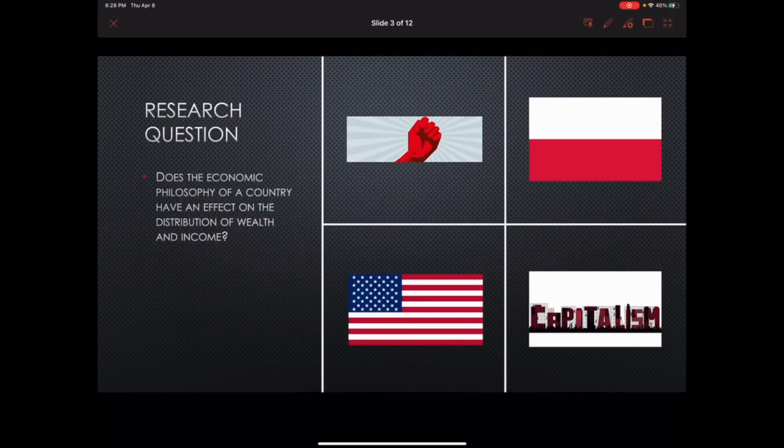When researching, we noticed that there may be some factors that can contribute to whether or not a country has a high or low Gini coefficient. One such factor is the economic philosophy. Different economic systems have very different beliefs regarding distribution of wealth. Two philosophies that differ extremely are capitalism and socialism. We selected two countries, the United States and Poland, to collect data for. Using the data from those two countries, we attempted to answer the question, does economic philosophy of a country have an effect on the distribution of wealth?